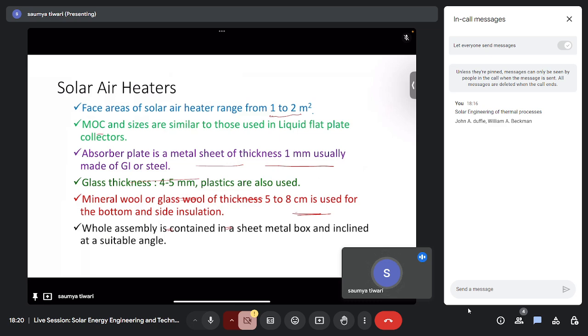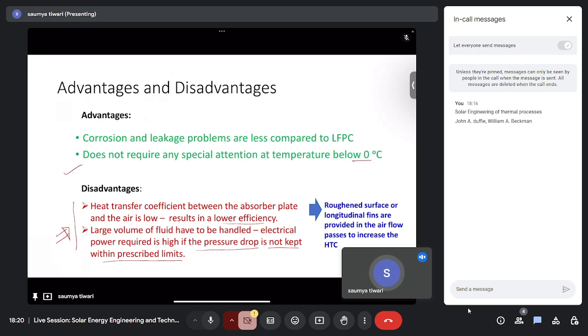The advantage of this solar air heater is that corrosion and leakage problems are not there, compared to a liquid flat plate collector, since here we are using only air. Also, in a liquid, if you use water below 0 degrees Celsius, it will freeze, so choking can also occur. But in the case of air there is no such problem, so you can also use it below 0 degrees Celsius.